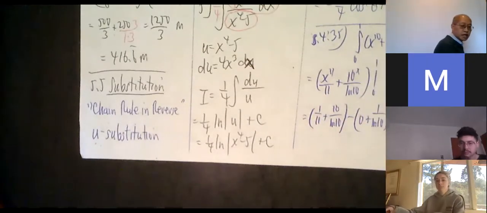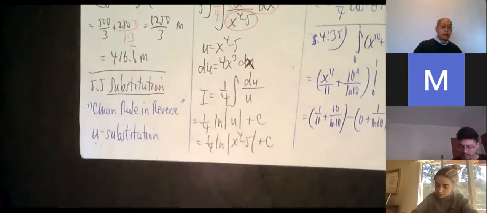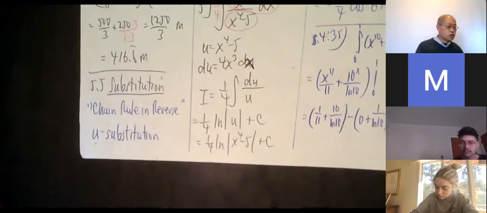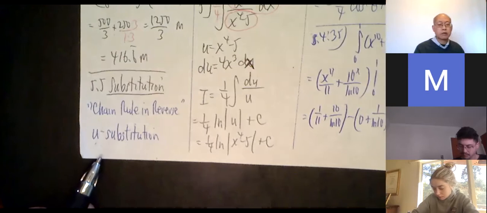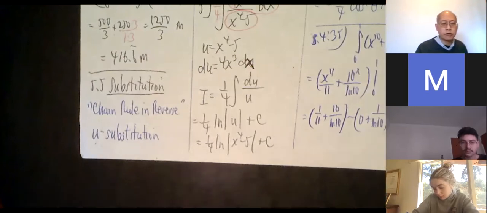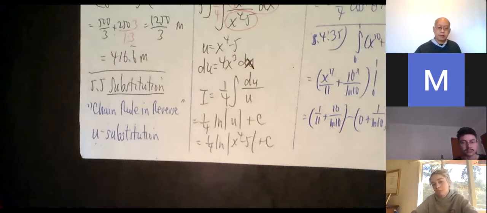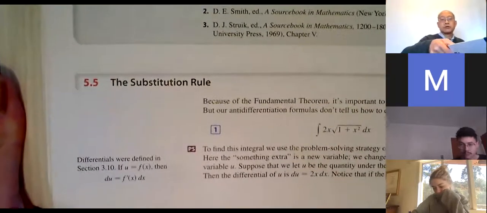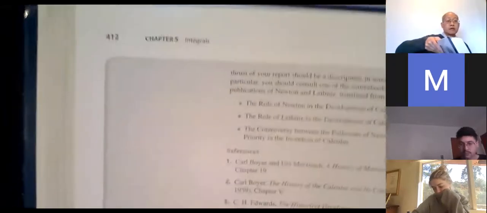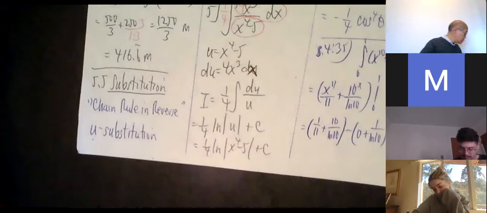You can think of it as the chain rule in reverse. It's frequently referred to as a U substitution, because the normal letter we use for substitution is u. You don't have to use u, but that's what's standard in most textbooks, and most people do that. So a U substitution is what we normally call it. This is the so-called substitution rule. Page 412 is where it starts.